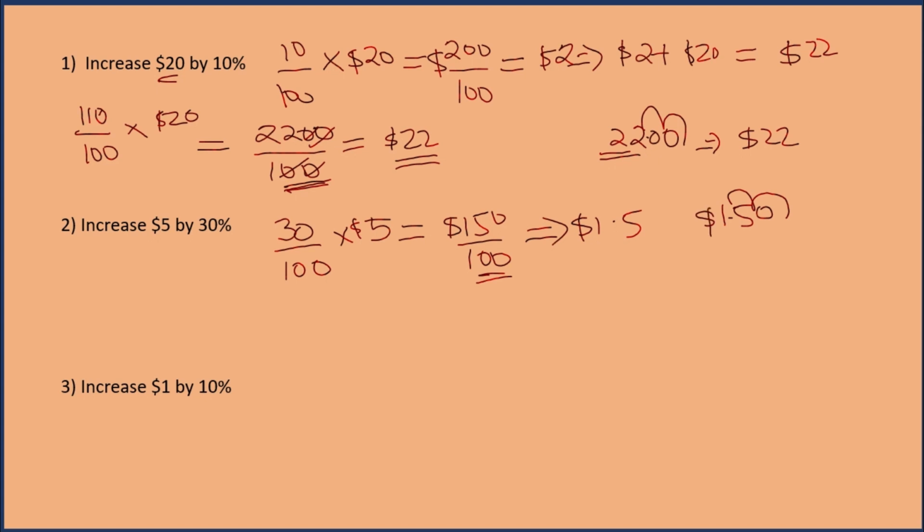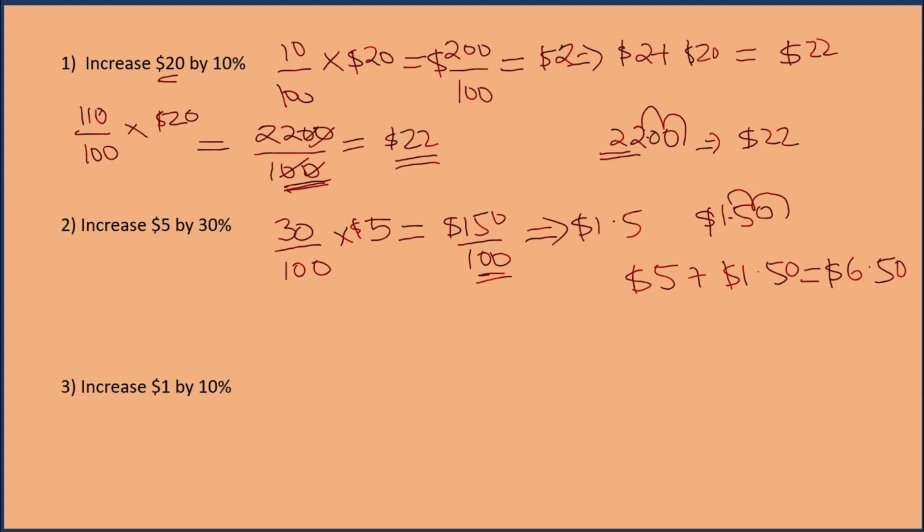Okay. And then you're adding this increased amount to $5. So $5 plus $1.50. So then this is going to be equal to $6.50. Okay, let's do the last one.